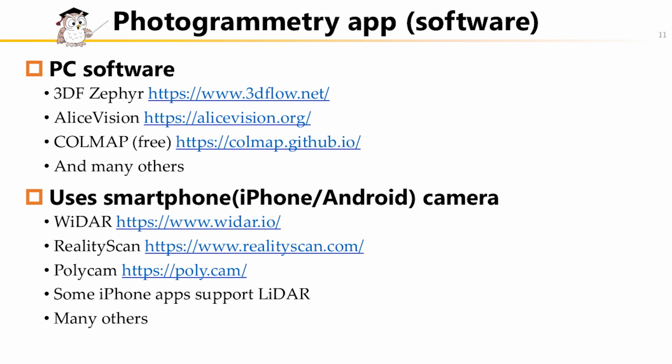Photogrammetry apps that are available commercially will be introduced. These can be broadly categorized into PC software and smartphone applications. Recently, lidar-based applications have become common, but there seem to be very few that are suitable for 360-degree measurement, including the area behind an object. Next, the 3DF Zephyr as PC software will be introduced.